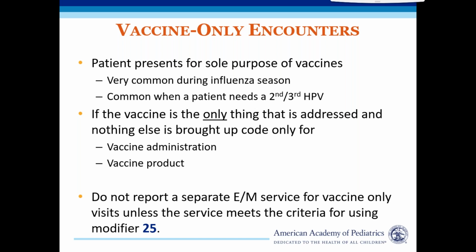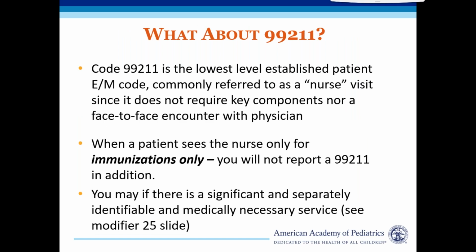The patient presents for the sole purpose of vaccines, which is very common in flu season and is also common when a patient may need like a second or third in a series, especially with the HPV. If the vaccine is the only thing that is addressed and nothing else is brought up, you only code for the vaccine administration and the vaccine product. Do not report a separate E&M service for vaccine-only visits unless the service does meet the criteria for using modifier 25. We're often asked a lot about 99211 because a lot of these vaccine encounters are nurse-only visits.